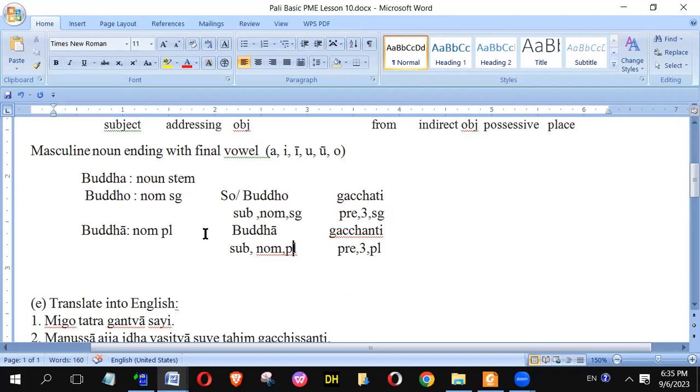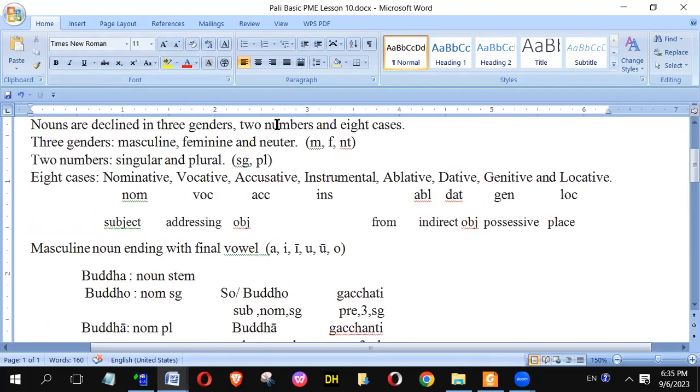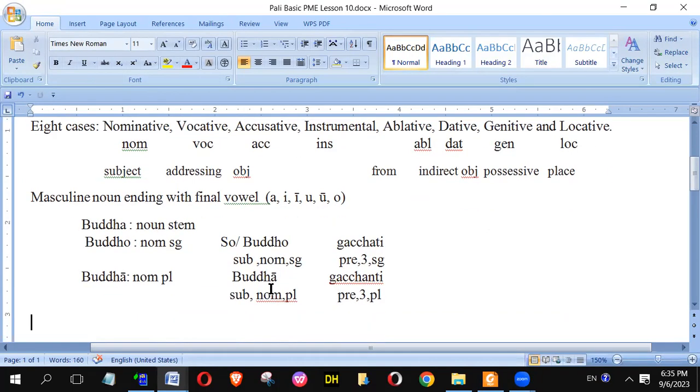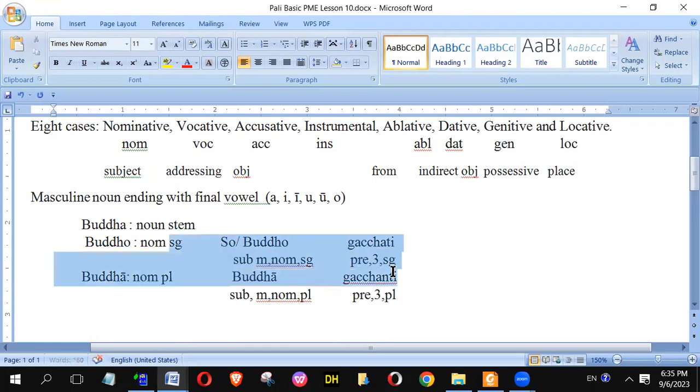But here, from now on, you all need to write down whether it's masculine or feminine, right? Because you already start to mention here, we have three genders: masculine, feminine, and neuter. So every time you write anything, please make sure you write subject. This is subject, this is masculine, comma. This is also masculine, comma. Okay, then like this your analysis is complete. Even though it's a very simple sentence, we already see the difference between Buddha, Buddho, Buddha.